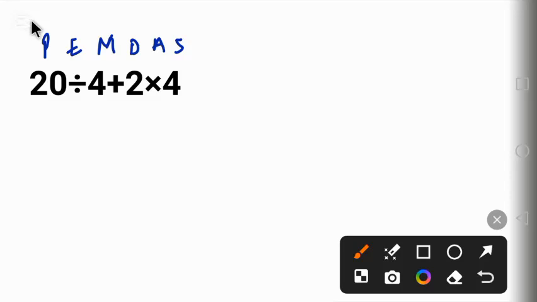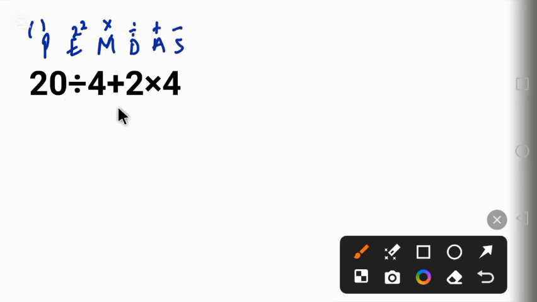P here stands for parentheses. That is, you solve the one in brackets first. The E stands for exponent, something like 2 squared. M stands for multiplication, and D stands for division. You work from left to right. And the last one is addition and subtraction. You work from left to right.